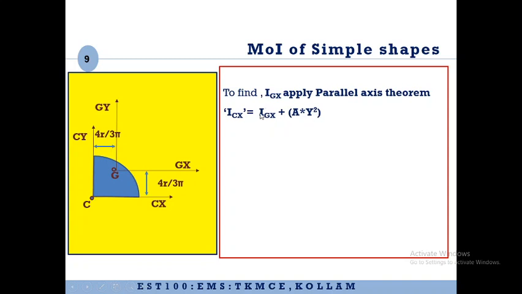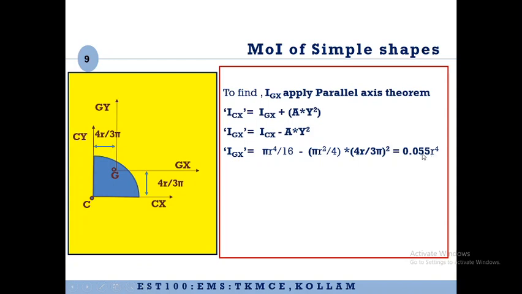What we require is this term Igx. Therefore, we will rewrite the equation. If we rewrite the equation, we will get Icx minus A into y square. Icx, from the previous cases we have learned, is pi r raised to 4 divided by 16, minus pi r square by 4, that is the area of a quarter circle, into 4r by 3 pi the whole square. We will get it as 0.055 r raised to 4.